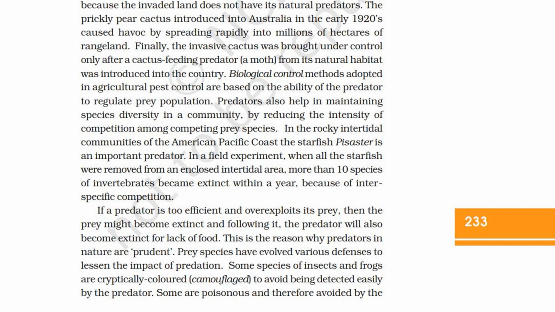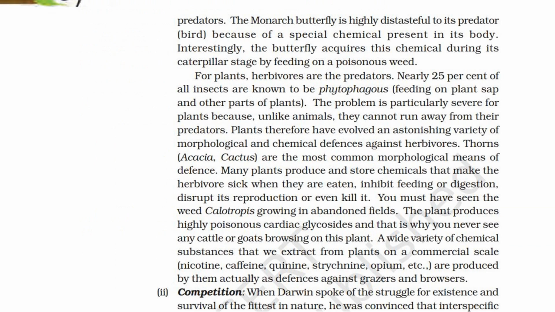Prey species have evolved various defenses to lessen the impact of predation. Some species of insects and frogs are cryptically colored, camouflaged to avoid being detected easily by the predator. Some are poisonous and therefore avoided by the predators. The monarch butterfly is highly distasteful to its predator bird because of a special chemical present in its body. Interestingly, the butterfly acquires this chemical during its caterpillar stage by feeding on a poisonous weed.